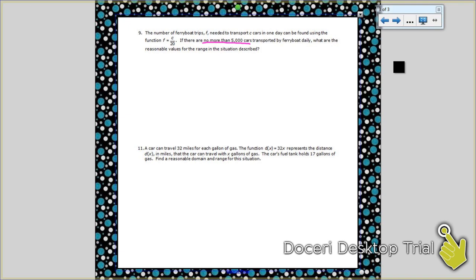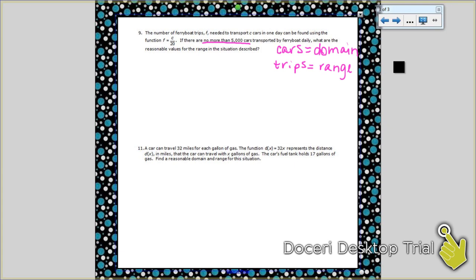So what they are telling me is that the number of cars is the domain. I'm going to rewrite that because that was ugly. The number of cars is the domain because they're asking me for the range, which tells me that the range is the number of trips needed. So the number of trips is going to be the range because that's what they've asked for.